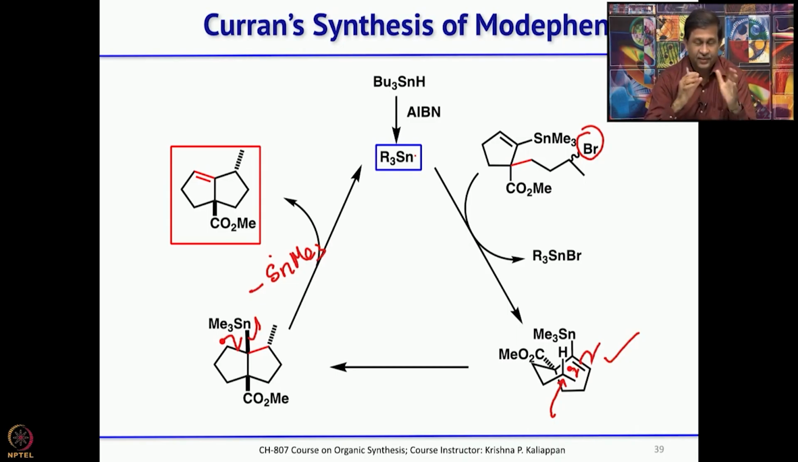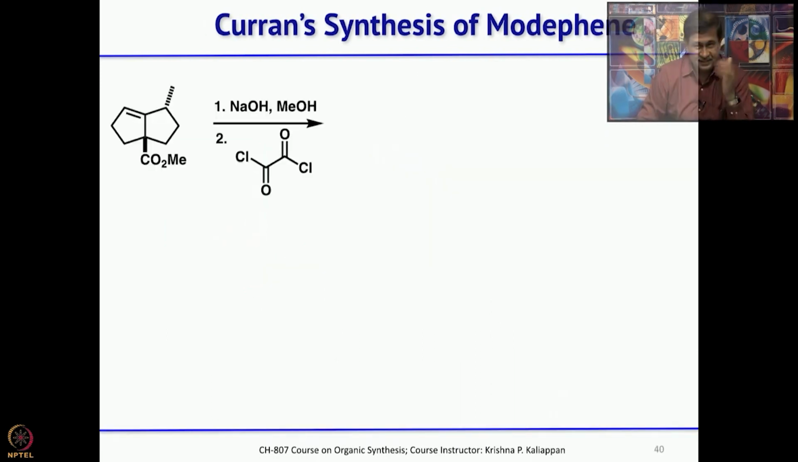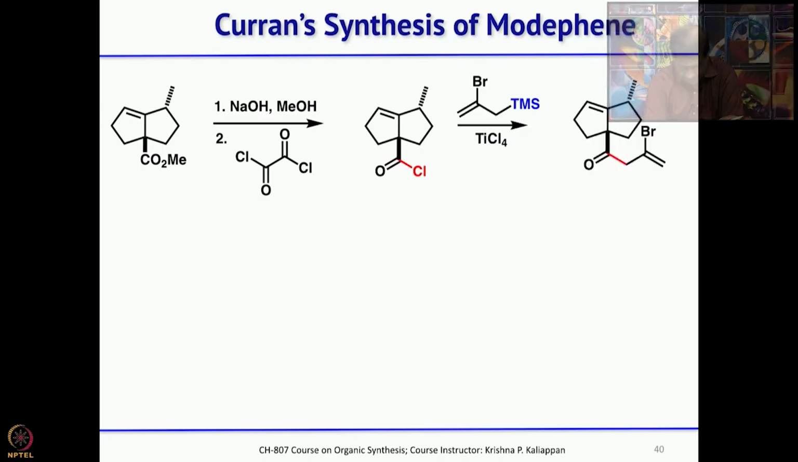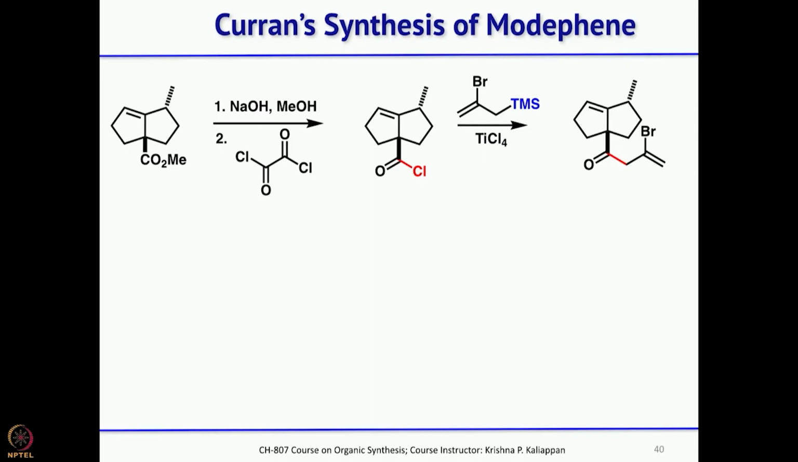So that is how the chair-like conformation will help in establishing the stereochemistry of the methyl group which is formed here. So once you have this bicyclic system, the next step is you have to convert this ester into a dimethyl group and then CH2. So for that, first you hydrolyze the ester to carboxylic acid and then treat with acid chloride, you get the corresponding acid chloride. So now what he did was he tried a Sakurai-like reaction where the allyl TMS was treated with this acid chloride in the presence of titanium tetrachloride to add this bromo allyl group directly to the carbonyl group.